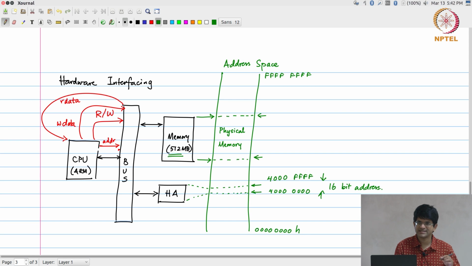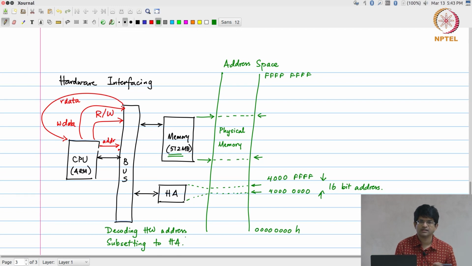So, the bus can basically remove the first 16 bits. Once it decodes the first 16 bits to be 4000, it will remove those first 16 bits and send the remaining 16 bits to the hardware accelerator, along with a select signal that says you are up, respond, basically a chip enable signal. That is what happens in practice. The bus takes care of decoding the hardware address and sending a subset of that address to the hardware accelerator.